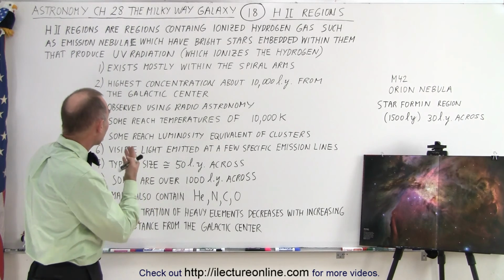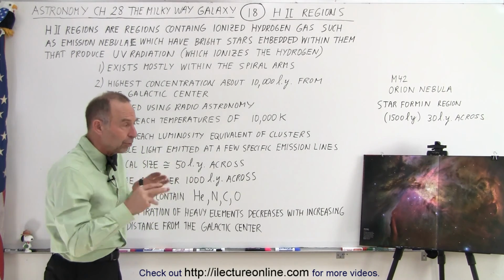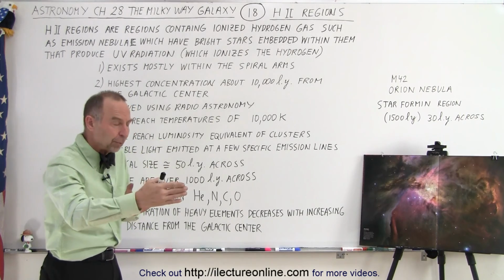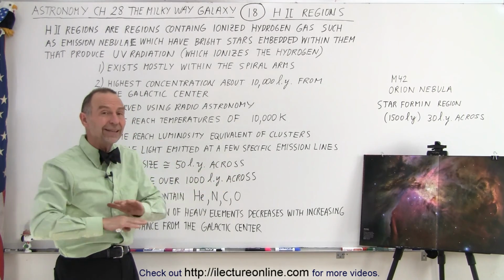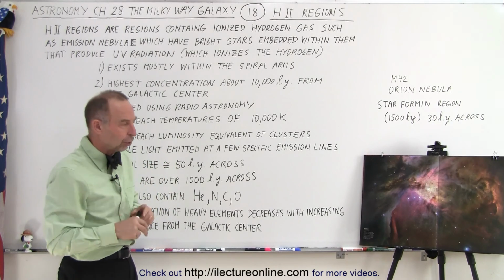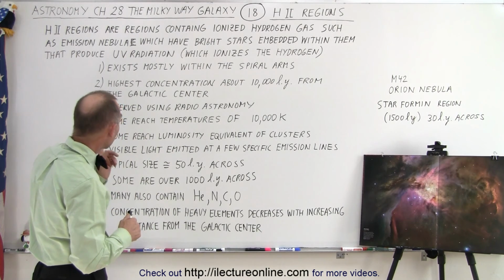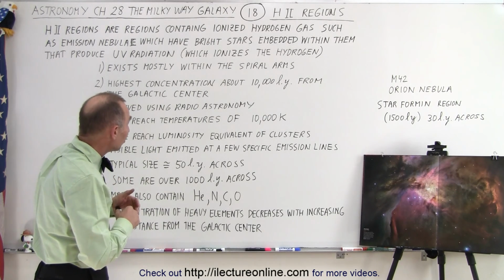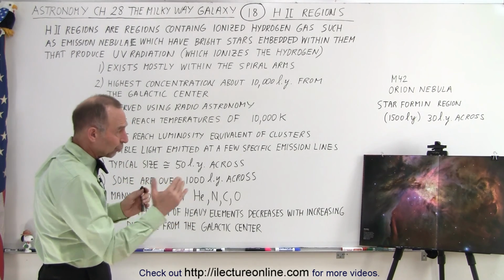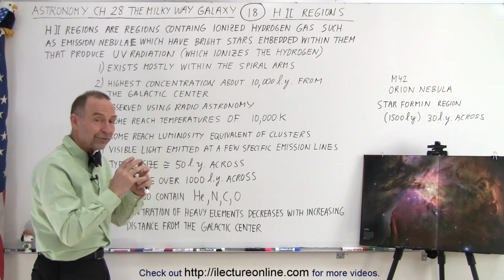Some specifics about it: they mainly exist in the spiral arms, but some of them are also outside the spiral arms, but then of course mainly within the disk of the galaxy, not so much within the center part of the galaxy. The highest concentration is at about 10,000 light years away from the center, and then starts diminishing as you go further out. So that's where you find most of them.